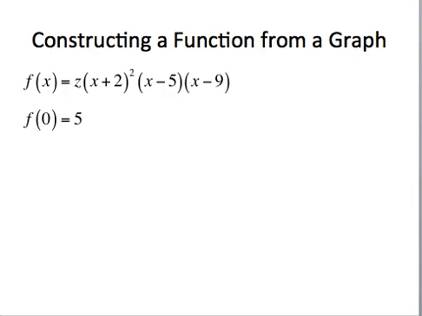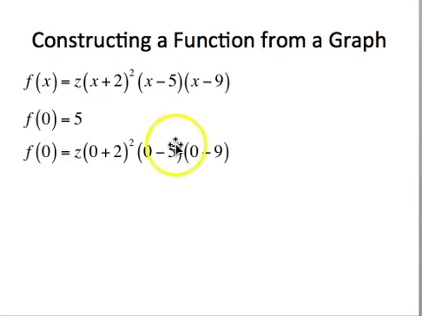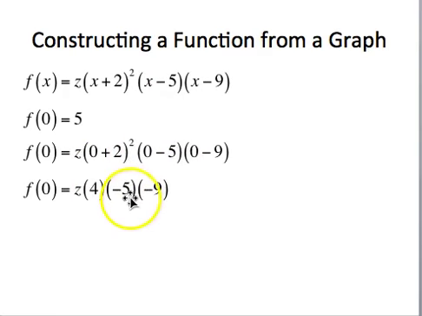So here's the information we have. So what is f of 0? z times 0 plus 2 squared, 0 minus 5, 0 minus 9. 0 plus 2 squared, of course, is 4. 0 minus 5 is -5. 0 minus 9 is -9. 4 times -5, -20 times -9, 180. So f of 0 is 180z. f of 0 is also 5.